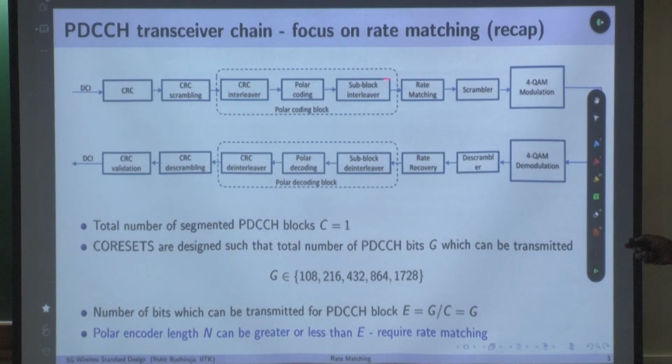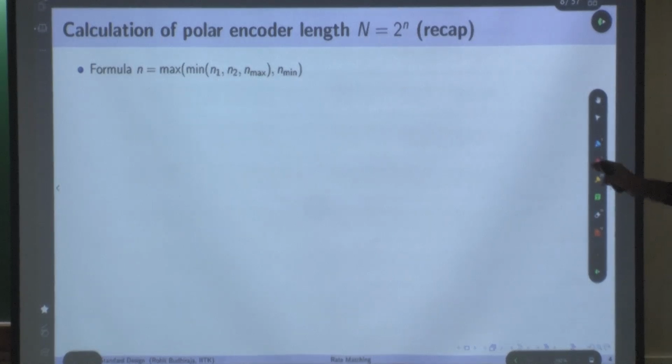Typically the polar encoder rate is 1 by 8, so based on that the rate can be higher or lower than 1 by 8. But the key idea here is that based on the length N and E, this rate has to be matched. And this is what we saw in the last class.